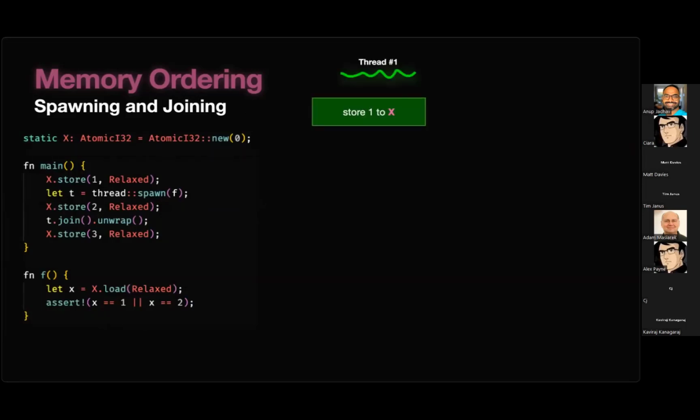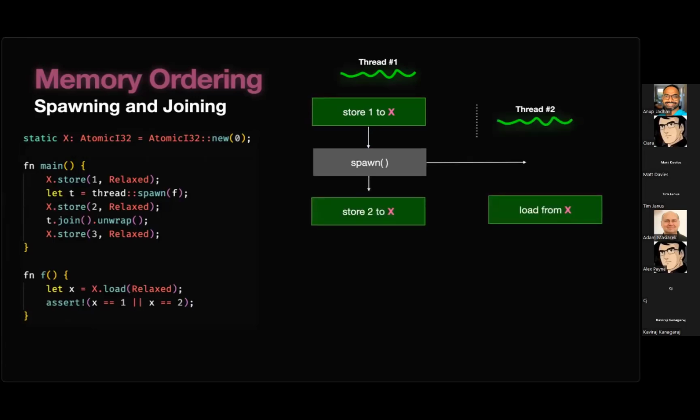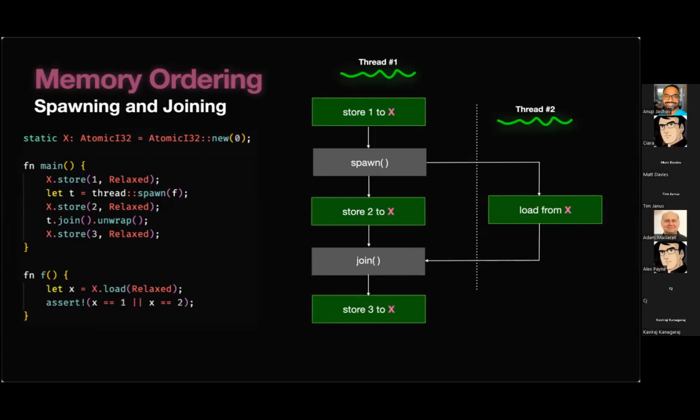Here in the main thread, we store one in X. Then we call thread spawn with function F. In function F, we load the value of X, and in the main thread, we store a new value of two in X. Then we join on the spawned thread. And after that, we store three in X.